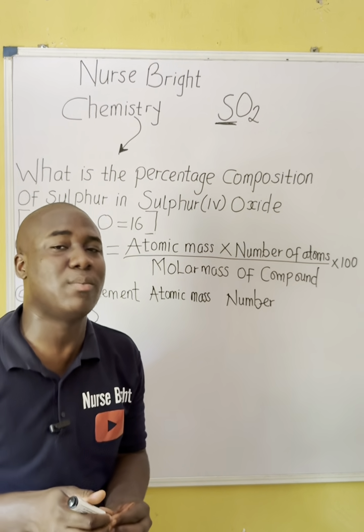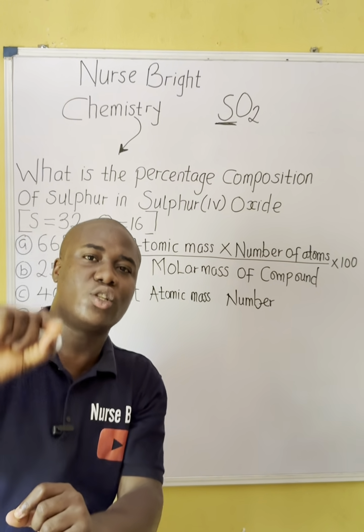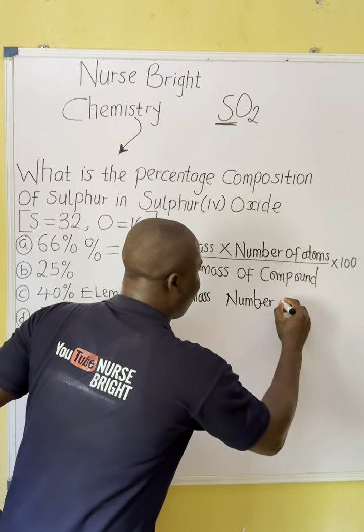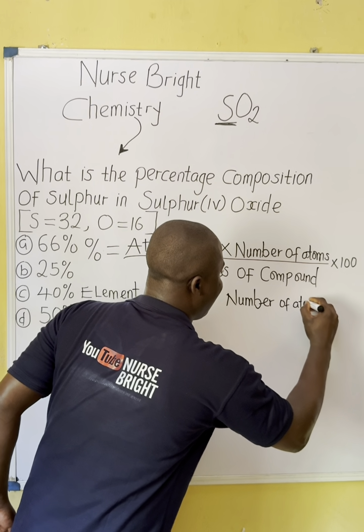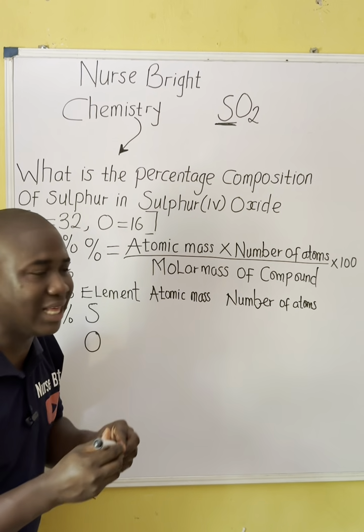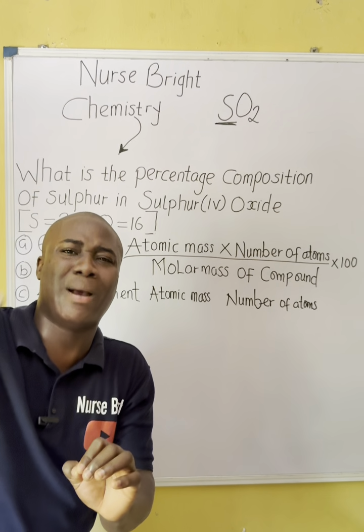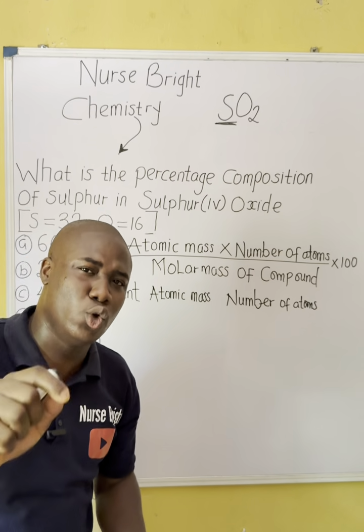Whenever you solve a question, don't worry. At the end of solving this question, I'm going to give you your own practice question, so you solve and provide the answer in the comment section. So listen and listen good. Number of atoms. These are the things I've written. The last component of this formula is molar mass of the compound, which I'm going to explain to you. You just listen.